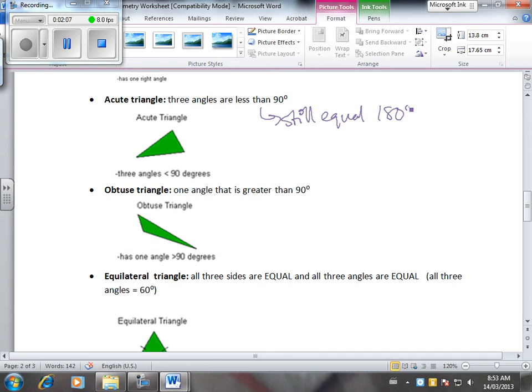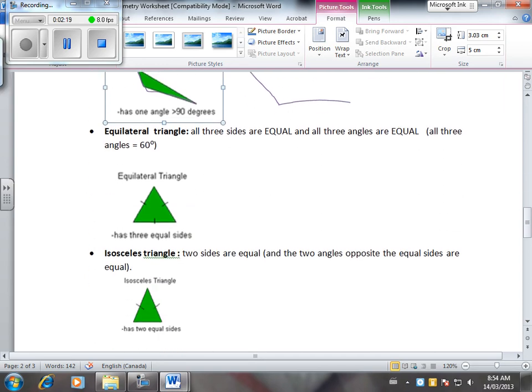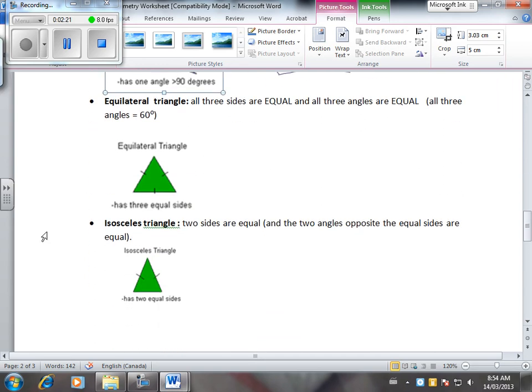Then you have an obtuse triangle, and you'll see here it's quite a wide angle like that. So one angle is greater than 90 degrees. Only one angle, otherwise it wouldn't work. Then you have an equilateral triangle. So all 3 sides are equal, all 3 angles are equal, and that's denoted by those lines like that.